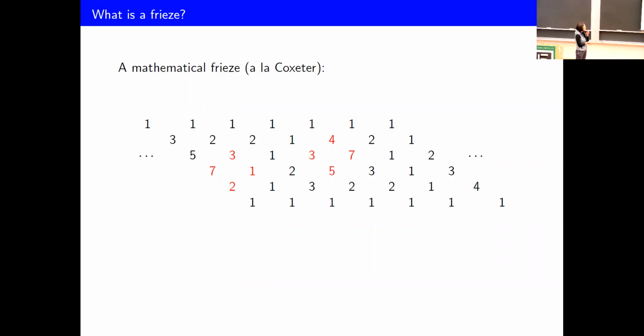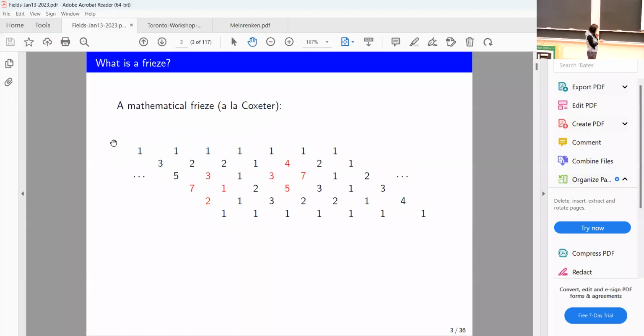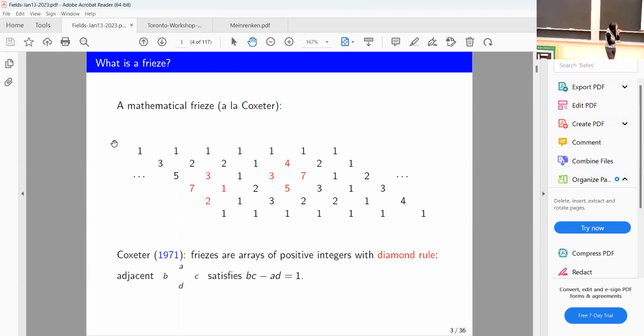This is called, and it's very fitting, I think, this was due to Coxeter. I'm not sure whether any of you has seen this. Oh, great, very good. So this is an array of numbers with the diamond rule.